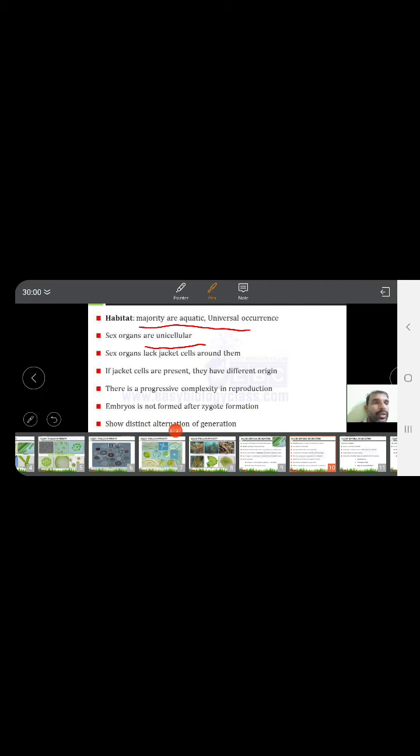If jacket cells are present, they have a different origin. These are progressive and complete in the reproduction. An embryo is not formed after zygote formation, after fertilization. The embryo is not formed here. And next, they show distinct alternation of generation. Cellular organization may be prokaryotic or eukaryotic.